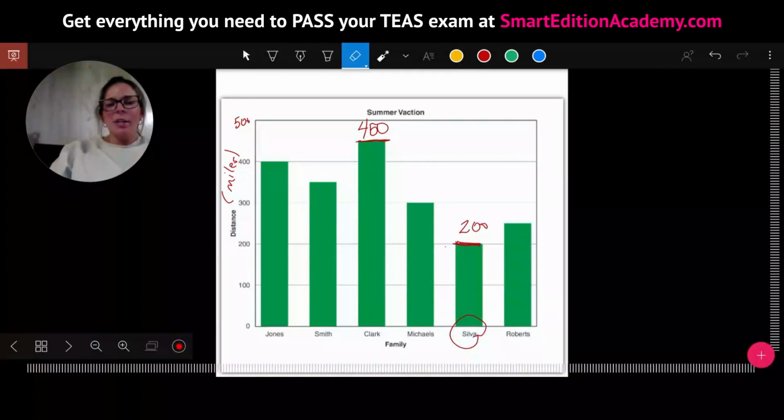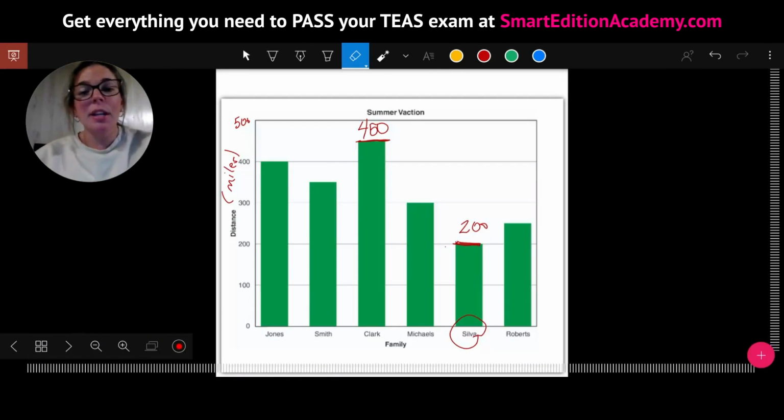Cool. So again, we'll look at some more examples and different ways that we can use these, but there are lots of questions we could ask just from this fairly basic bar graph. You could find the average amount of time or distance that these families traveled. You'd have to find the average of all of these, which we'll talk about how to do in a bit. You could find the range.